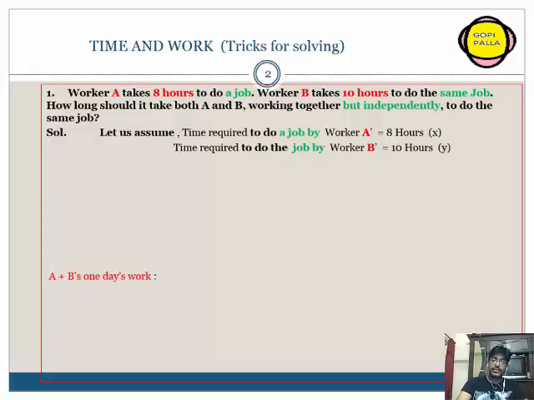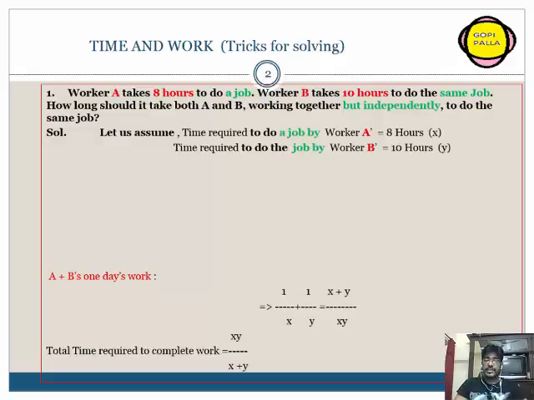We know from my previous tutorial that A plus B's 1 day's work is 1 by X plus 1 by Y, and if you simplify that after taking the LCM, we get X plus Y by XY. To get the total time required for completing the work by A and B together, we have to invert A plus B's 1 day's work. It will give XY by X plus Y. So the trick is we simply apply this formula in our current problem.